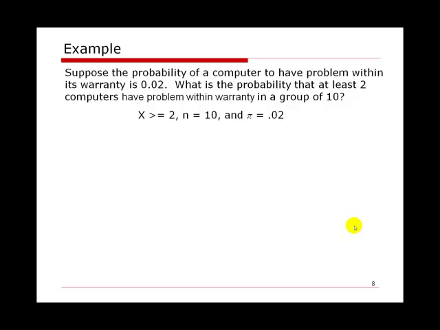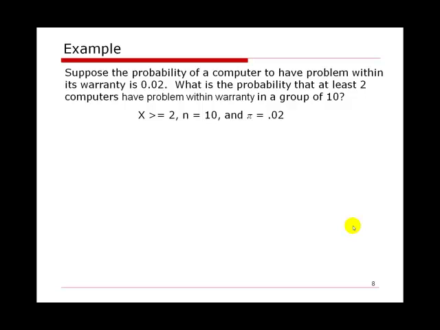Now, which means the probability that no computer has problem within warranty, plus the probability that only 1 computer has problem within warranty, plus the probability that 2 computers have problem within warranty, and all the way up to all 10 computers have problem within warranty. These 11 probabilities added up should be 1.